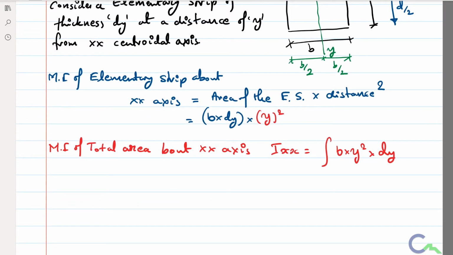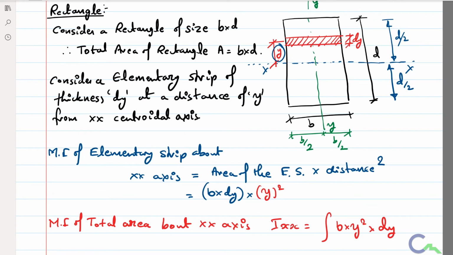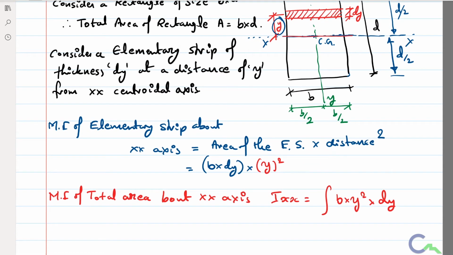So the question is, what is the limit? So y varies from minus d by 2. I am considering from CG, so it varies from minus d by 2 till plus d by 2. I am calculating moment of inertia about this centroidal axis. Therefore y varies from minus d by 2 till plus d by 2.